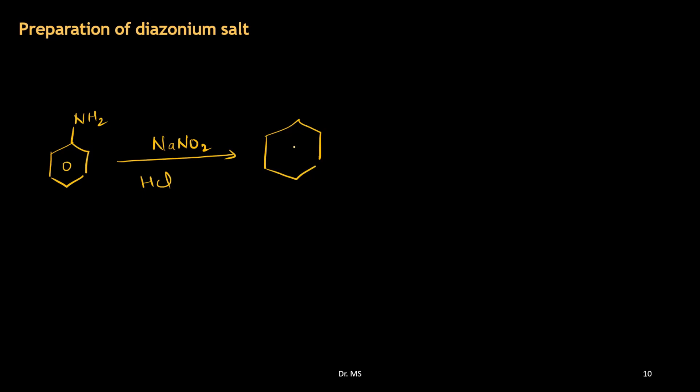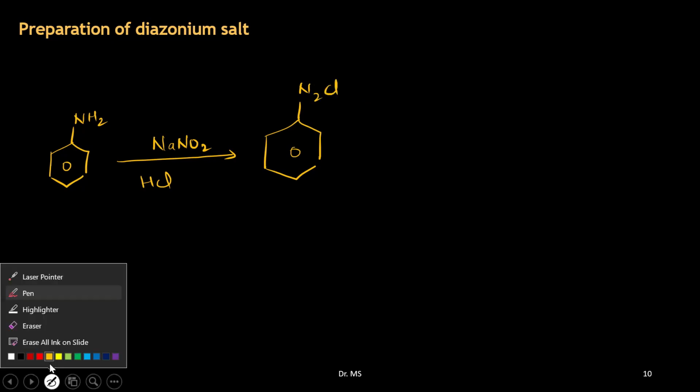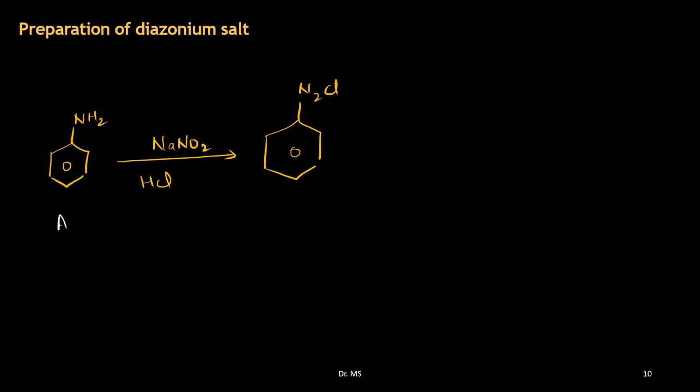And you are turning this into benzene diazonium chloride. That's the benzene ring, and you are saying diazonium. Diazonium means two nitrogens. Azo means nitrogen, so diazo means two nitrogens. So you will be getting two nitrogens here, and there is a chlorine. You can remember it like this: N2Cl. So this is called aniline, and this is called benzene diazonium chloride.